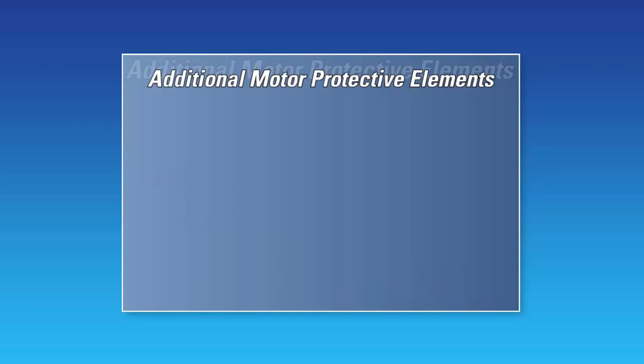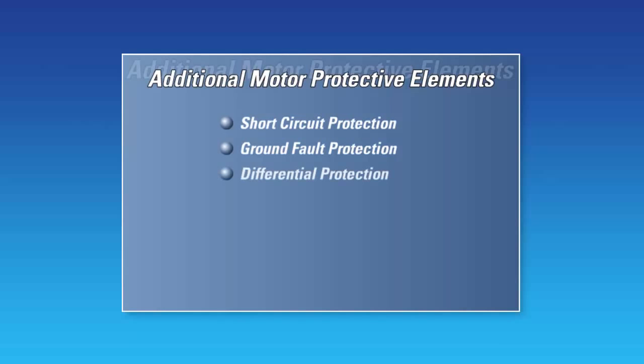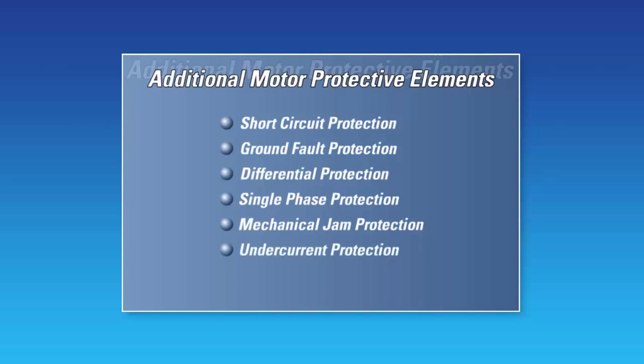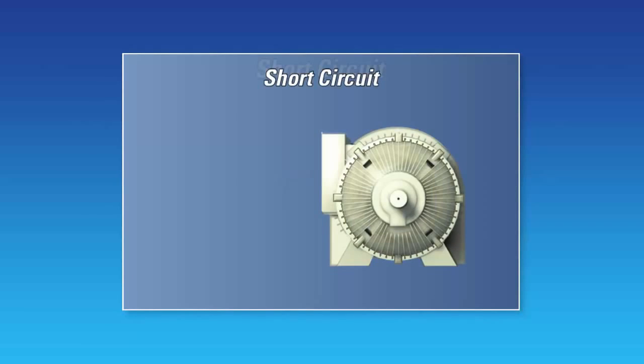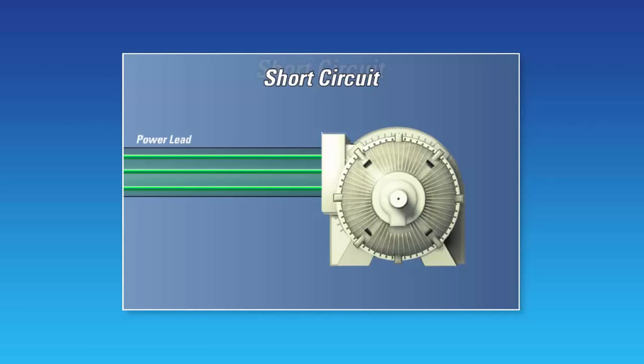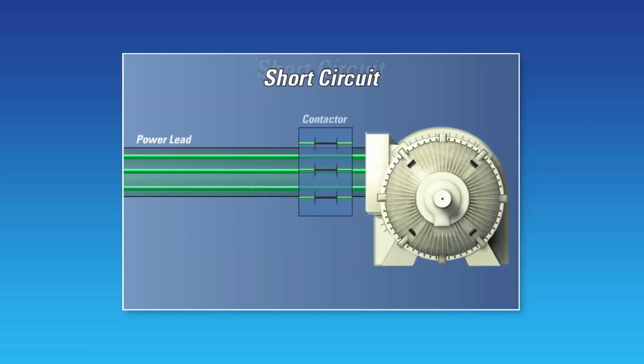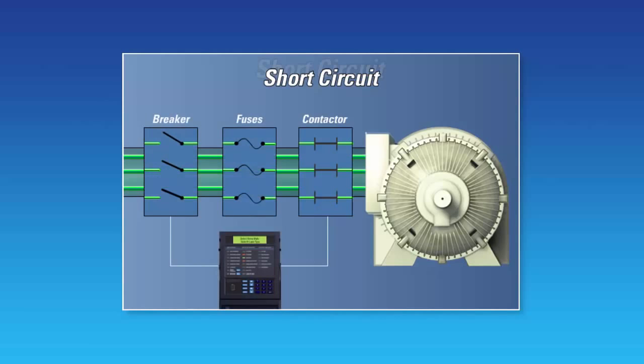The elements that we will examine are short circuit protection, ground fault protection, differential protection, single phase protection, mechanical jam protection, undercurrent protection, and under and over voltage protection. Short circuit protection. The short circuit element provides protection for excessively high overcurrent faults. Phase-to-phase and phase-to-ground faults are common types of short circuits. The short circuit trip element is coordinated with external upstream fuses such that the element will operate first.